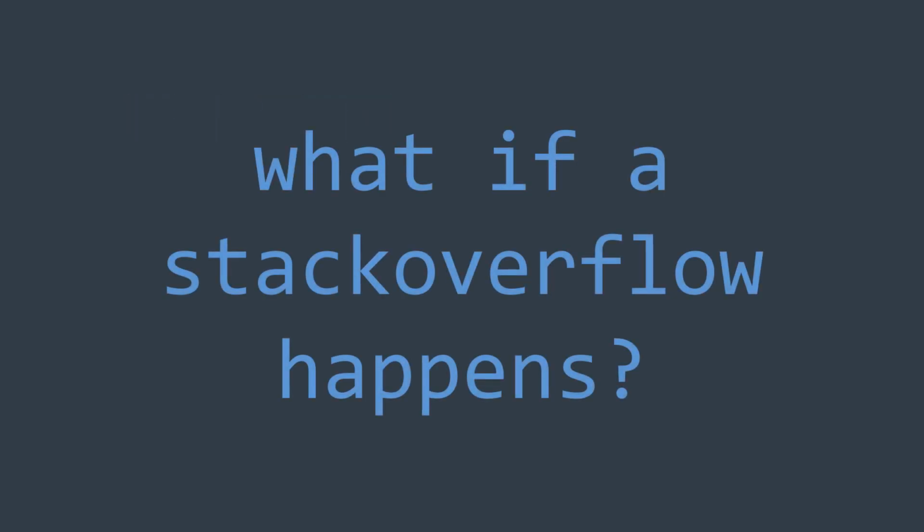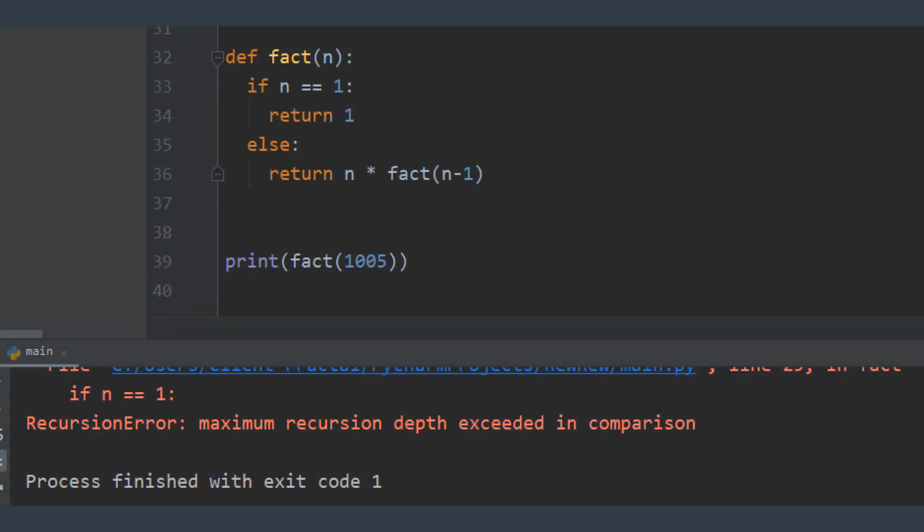You have to know that the call stack has a fixed size capacity, so if it's already full and you try to add a function call on top of it, the program will probably crash. For example, in Python, the default maximum call stack size is 1000, so if you call fact of 1005 for example, you get this error, maximum recursion depth exceeded.